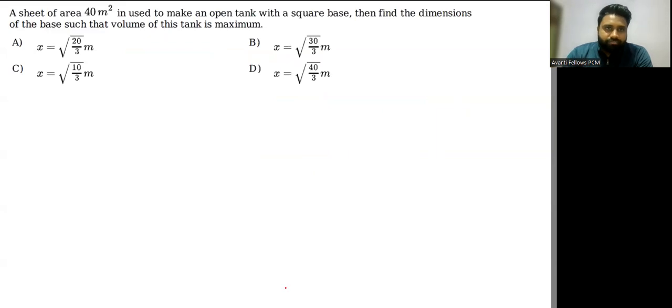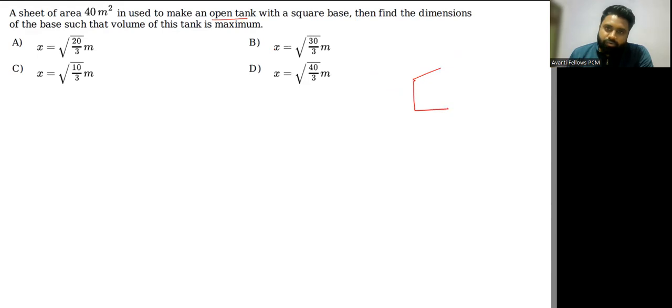Now, move on to the next question. A sheet of area 40 meters square is used to make an open tank with a square base. Find the dimension of the base such that the volume of this tank is maximum. So a sheet of area 40 meters square is given to you, and we have to make a square base tank. You know that. And we have to make an open tank, so one of the ends is open.